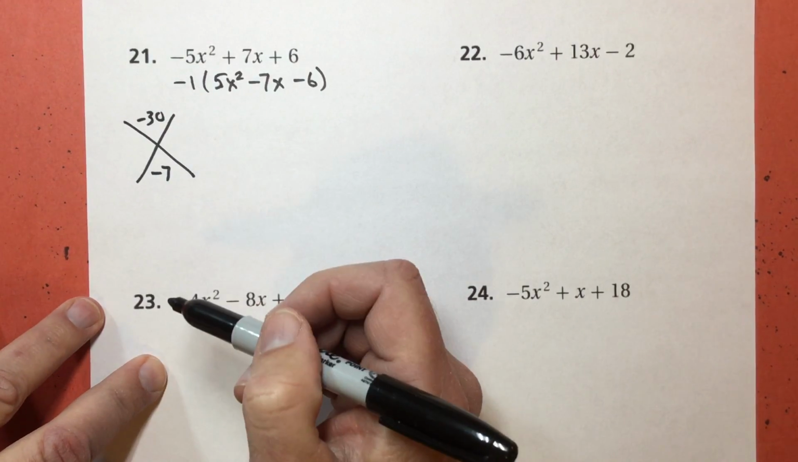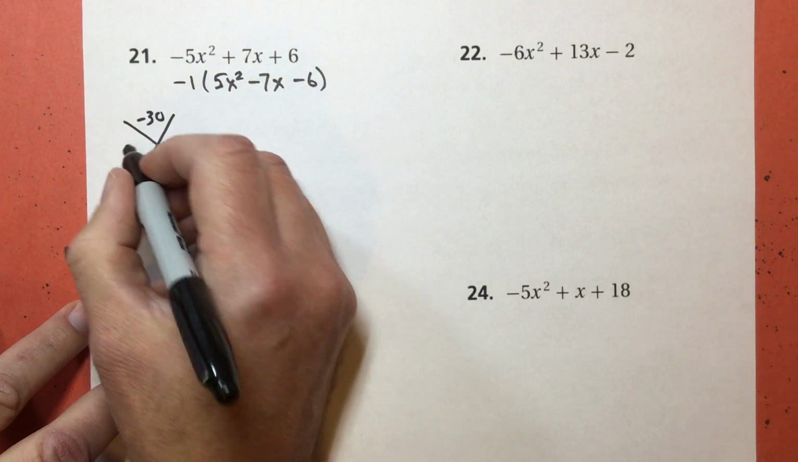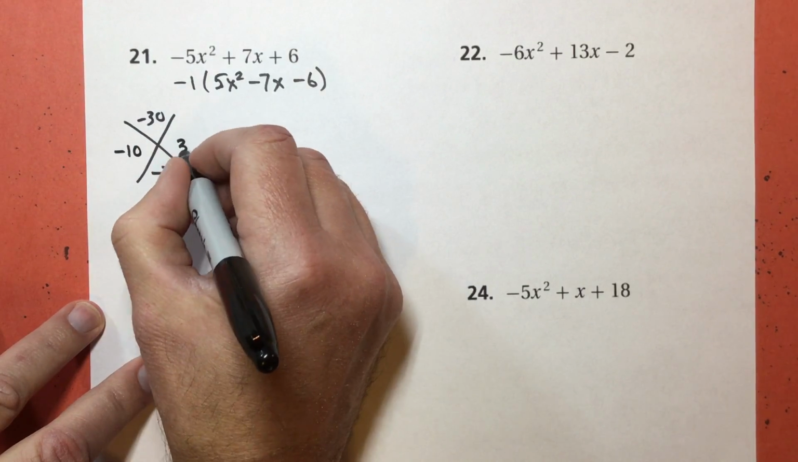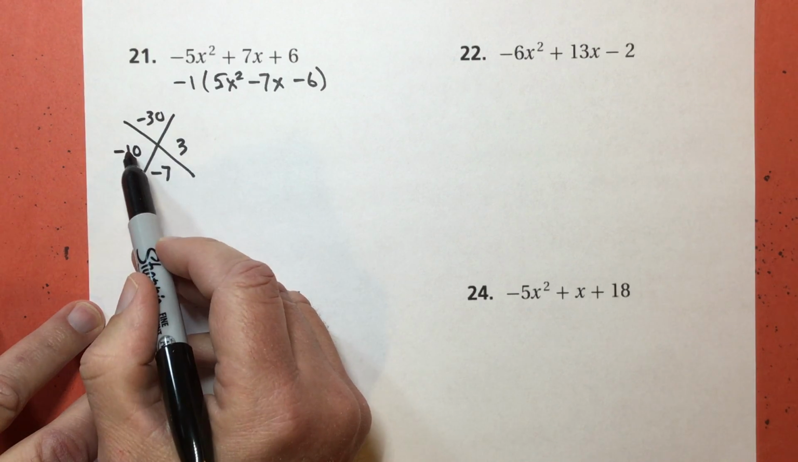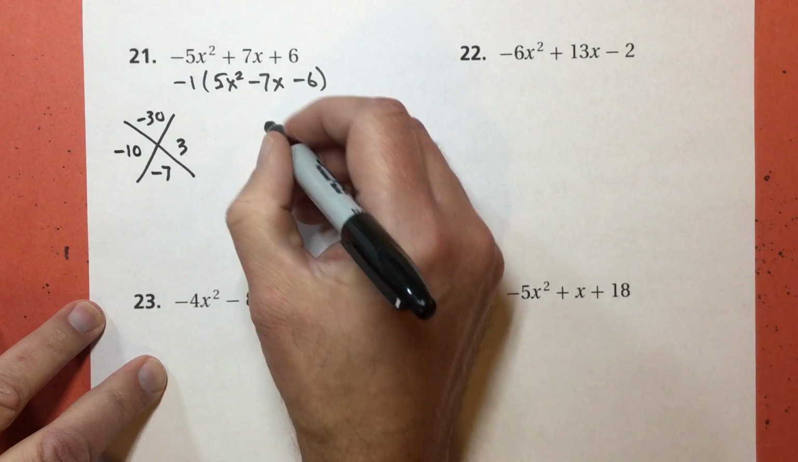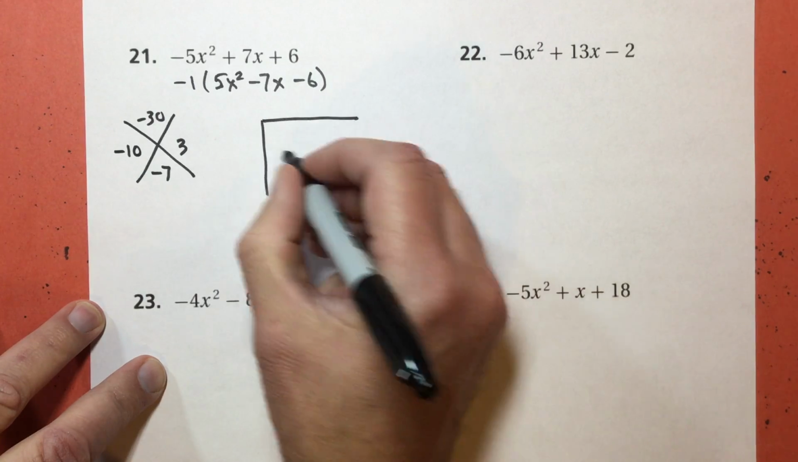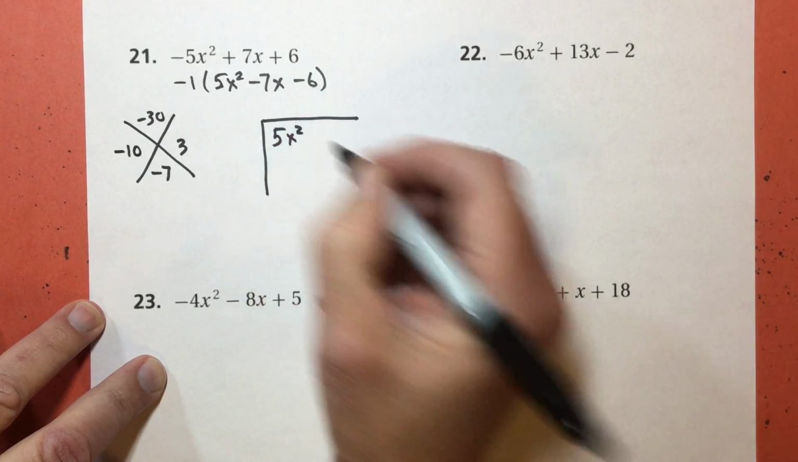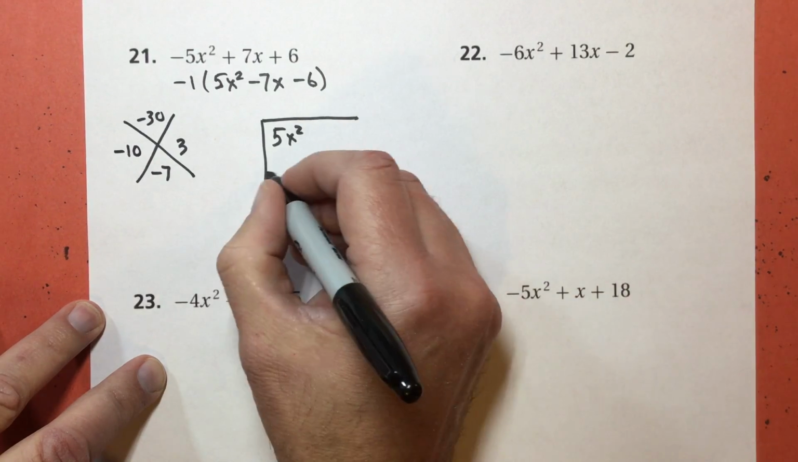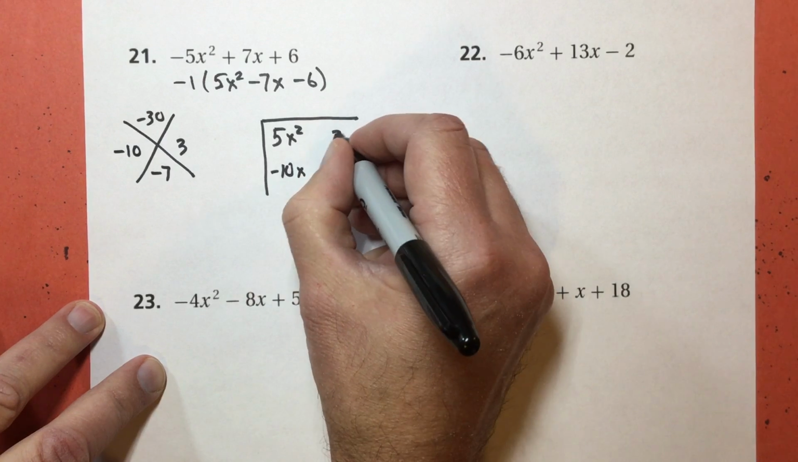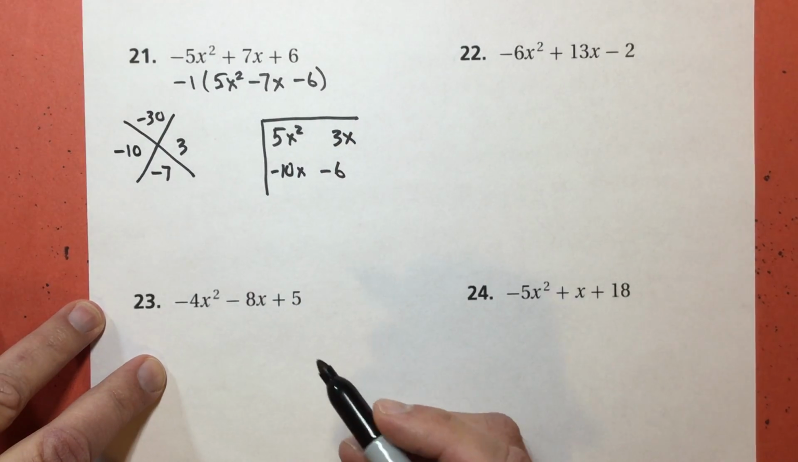You can make a list if you want, go through it. It's going to be negative 10 and positive 3. Negative 10 times positive 3 equals negative 30, and if I add negative 10 plus 3, I get negative 7. 5x squared goes in the upper left corner, negative 6 goes in the lower right. Negative 10x and 3x take the other two corners.